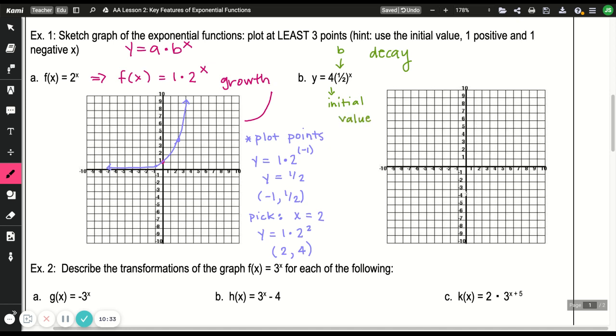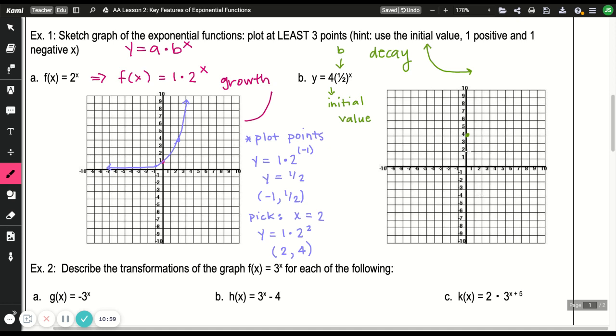So I'm going to start on the y-axis. I'm going to start at 4. Okay. And since it's decay, it's losing value. So it's going down, down, down. But then remember, it flattens out because we have to have that nice kind of curve shape. It's kind of like a 90-degree curve at the corner.